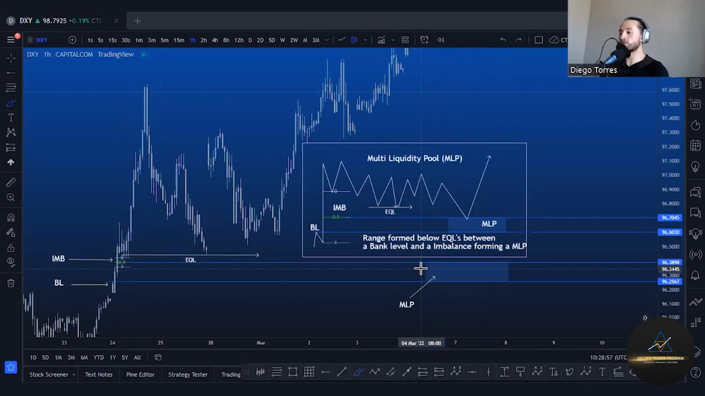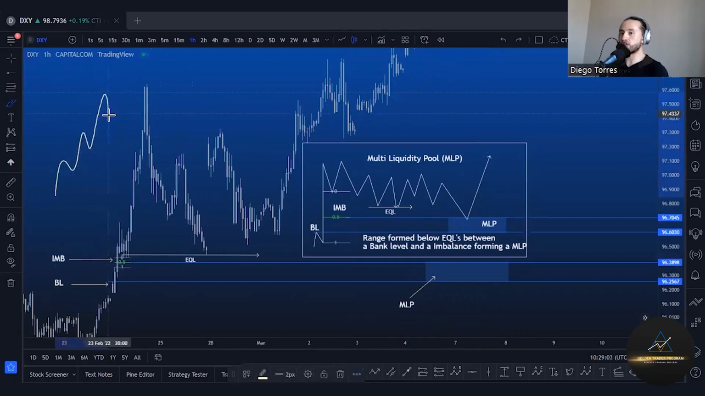The reason we've got the multi-liquidity pool there is because normally, once you've got your equal low setup, such as this, you want to be drawing your liquidity pool from here to here, as we've discussed in previous videos, and eventually there's a retest. But because we don't have these two significant points of structure, we've only got one move up, then we can still zoom in to this particular point of interest and look for any bank levels or imbalances.